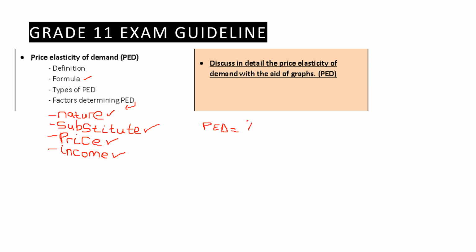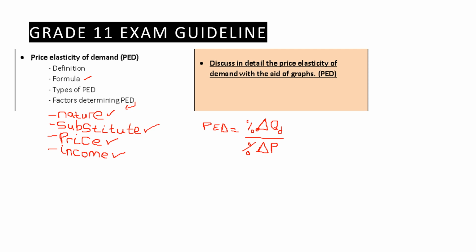We have what is called percentage change in quantity demanded divided by our percentage change in price. Okay, remember from our definition we said price elasticity of demand looks at the responsiveness of quantity demanded to a change in price.